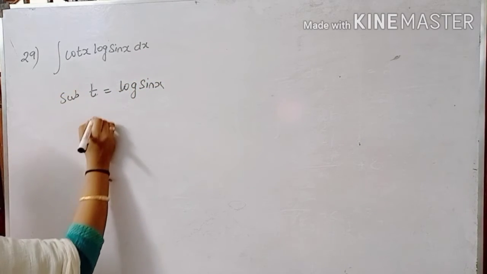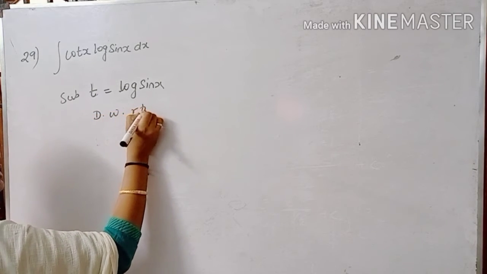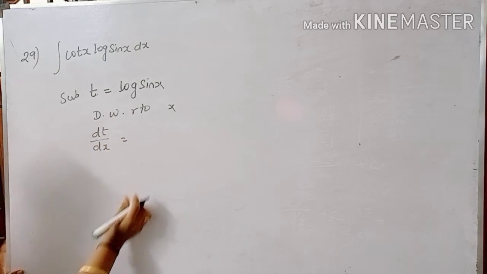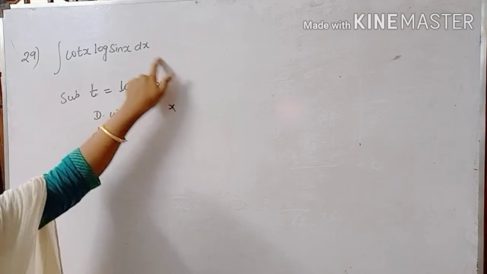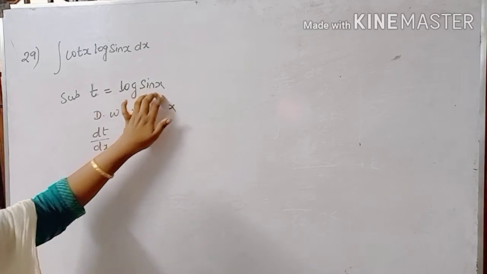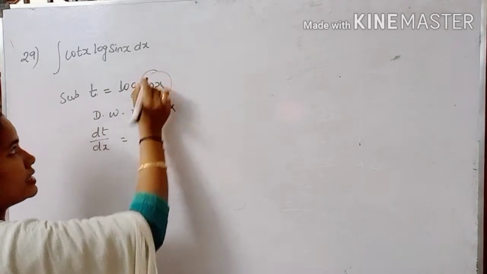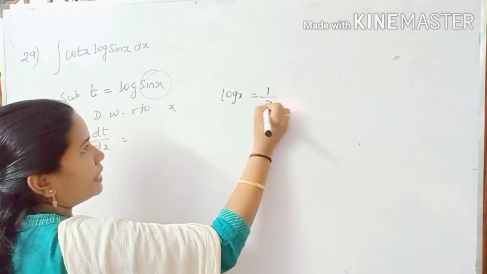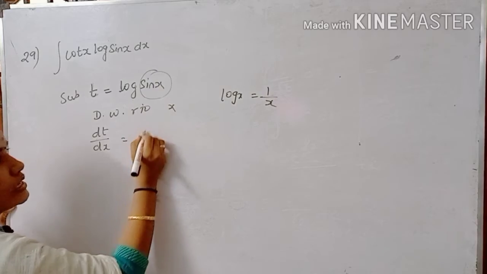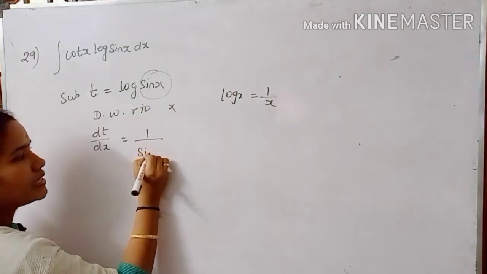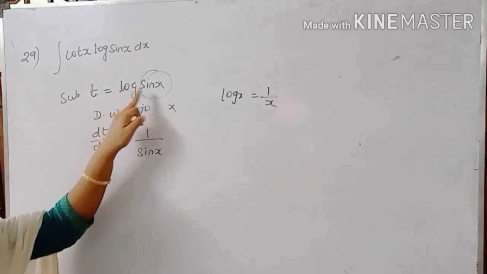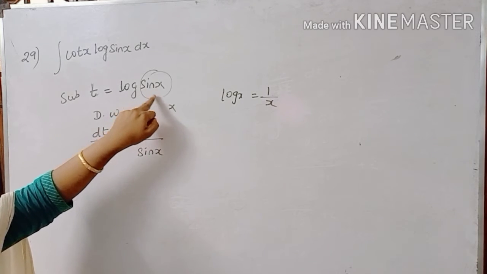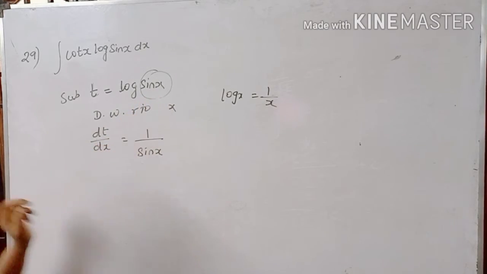So after that we have to differentiate with respect to x. So dt divided by dx is equal to, consider this to be log x. If we differentiate log x we get 1 by x. So 1 divided by x, where the value is sin x. So we differentiated log x, and now the particular sin x has to be differentiated. If we differentiate sin x we get cos x.